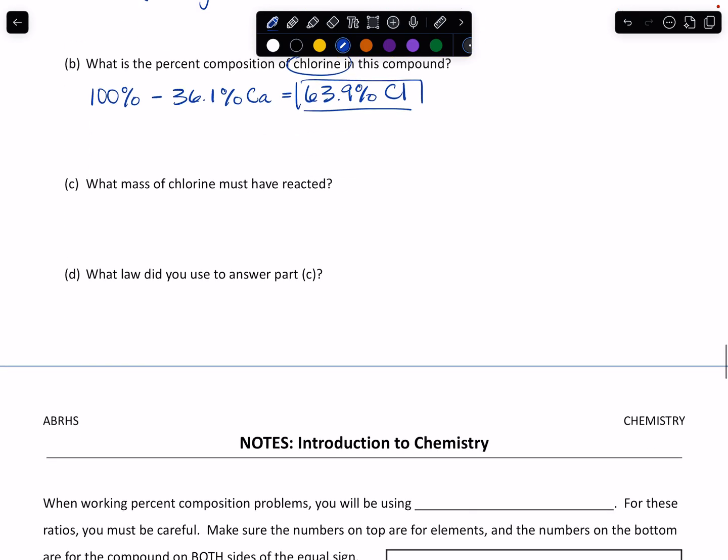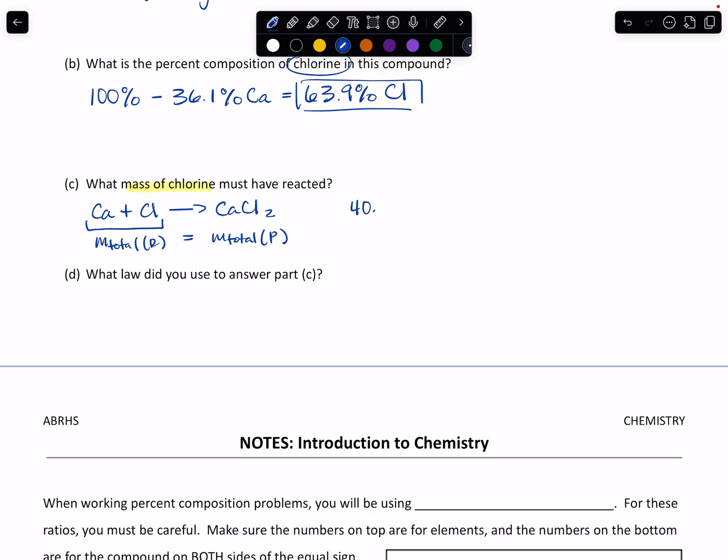All right. Up next, what mass of chlorine must have reacted? Now, this is where remembering the law of conservation of mass makes this problem much, much easier. All right, I know that the calcium plus the chlorine give us that calcium chloride compound. And I know based on the law of conservation of mass, the total mass over here on the reactant side has to equal the total mass over here on the product side.